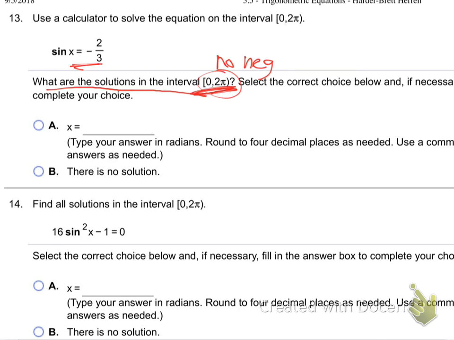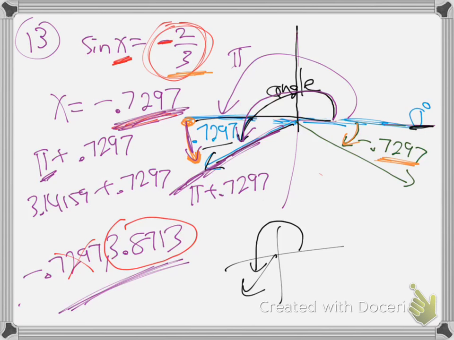No negatives. Okay, well, what then? Well, these still are the two spots. It's all about how you say them. Those are the two spots. It's just all about putting them in the right language. That's what's hard about this. There's a million ways to say these different angles, and they'll ask for different ways at different times. So we've already got this one. This one's done. He is pi plus 0.7297. He's 3.8713. Yeah, we're done with him.